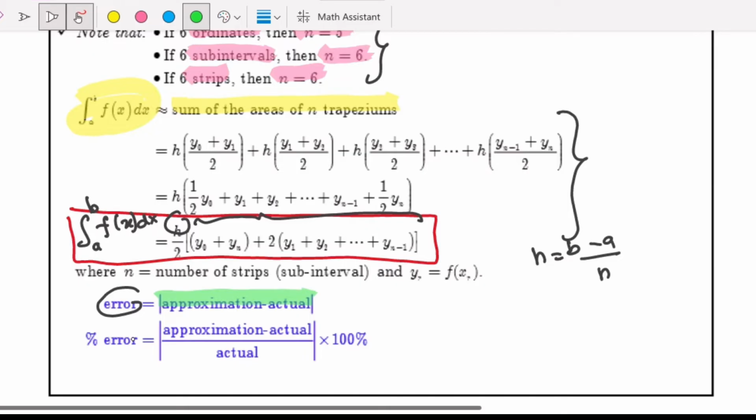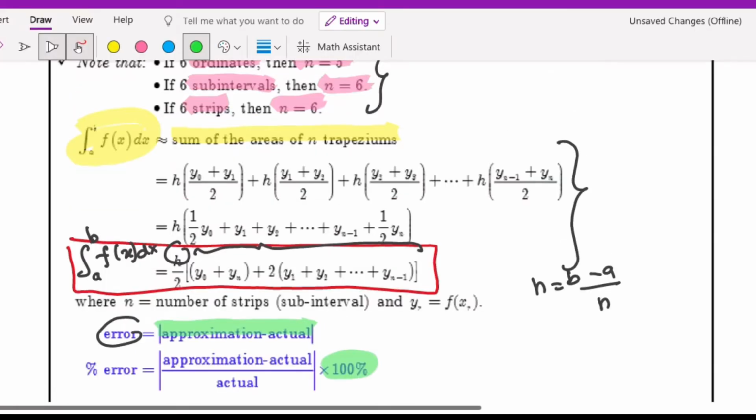The question might also ask you about percentage. So you just need to change the value to percentage form. So that's all you need to know about the trapezoidal rule. So let's move on to examples.